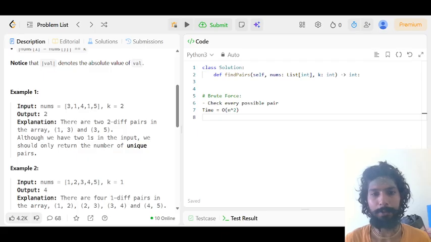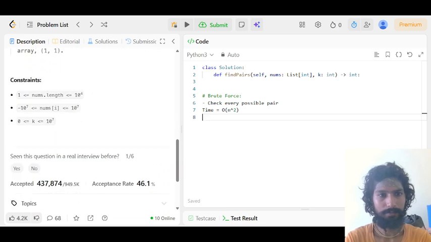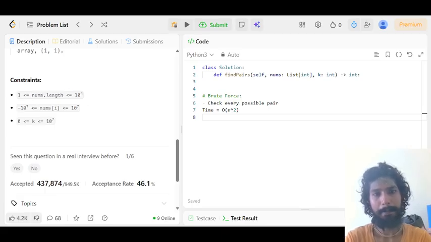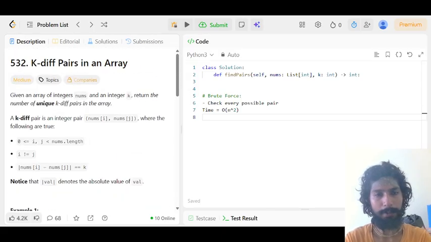So this approach is not optimal because our constraint is very huge. These are our constraints, that nums.length lies between 10 power 4 and 1. So we need to think of an optimal approach.